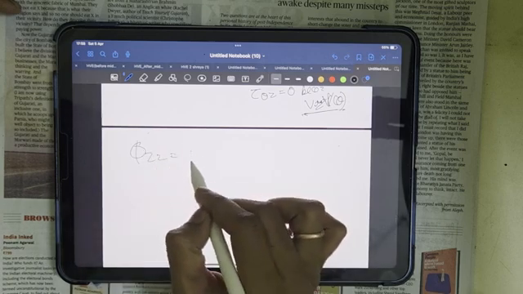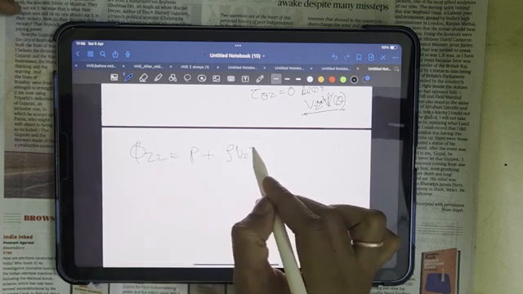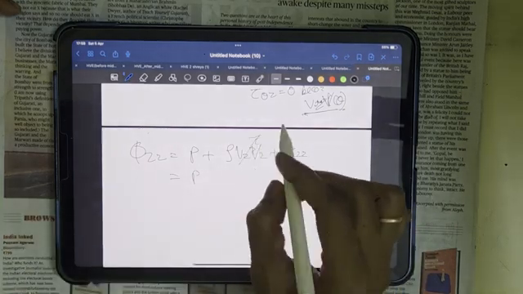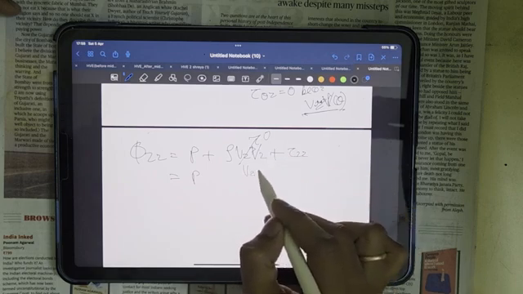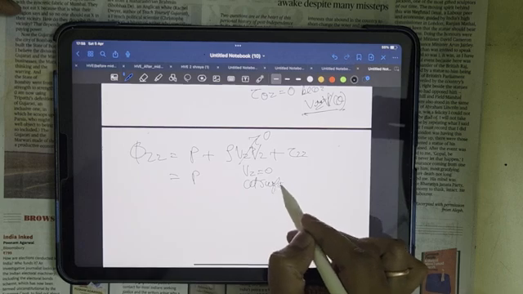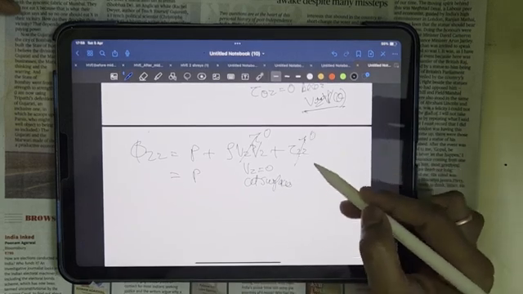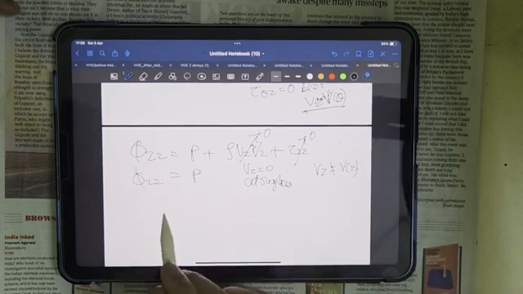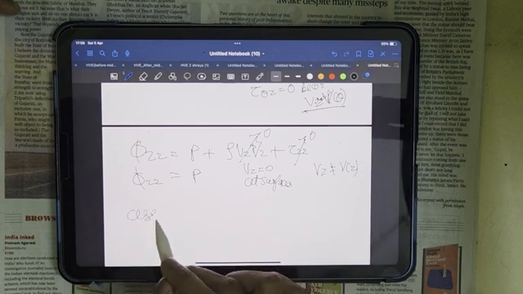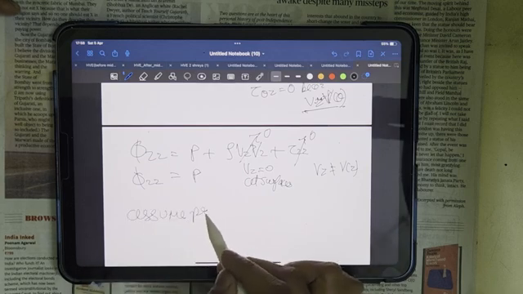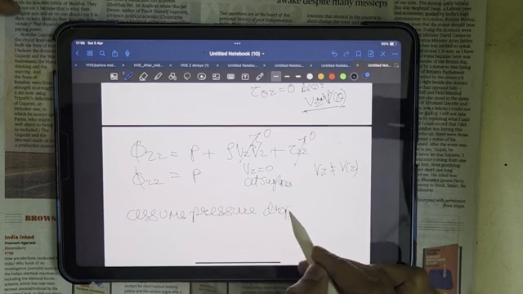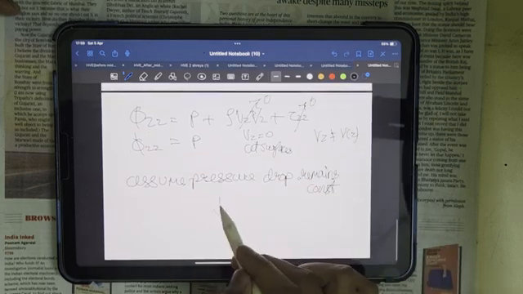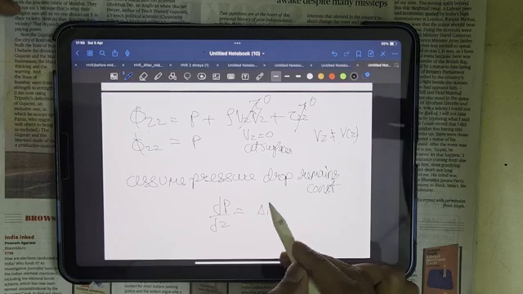Phi zz is equal to P plus rho Vz plus tau zz. This becomes P, and this becomes 0 because end effects are neglected, because Vz is equal to 0 at the surface. And tau zz becomes 0 because Vz is not a function of z direction. So phi z is equal to P. We assume that pressure drop remains constant. Hence dou P by dou z is equal to delta P by L.